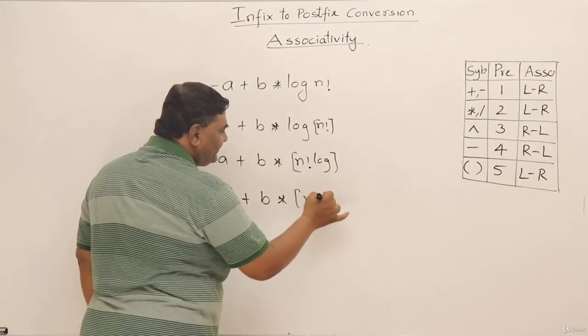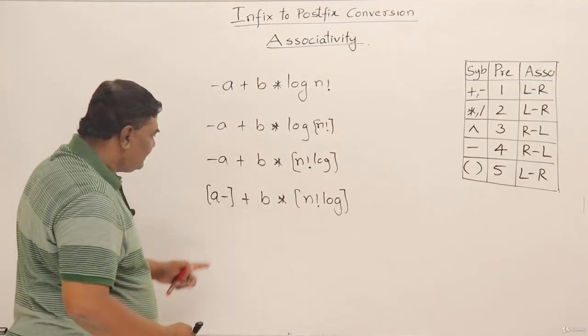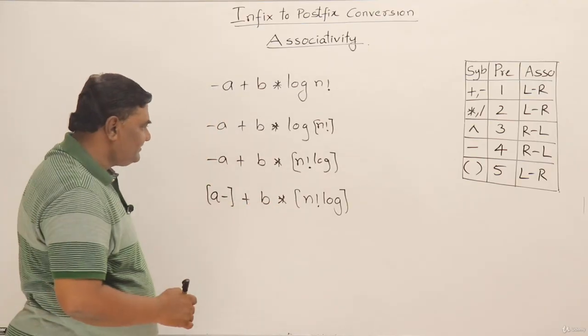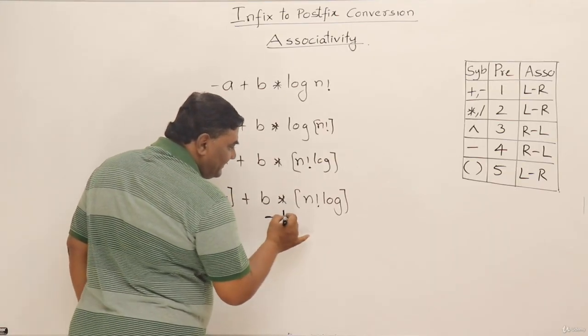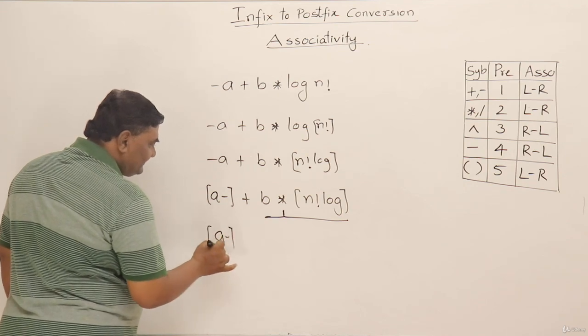So n factorial and log. Now who are remaining? Plus and multiplication. So who is having higher precedence? Multiplication. So this multiplication is upon what? Left hand side is B, right hand side this whole thing. So this I will write as it is, then plus.